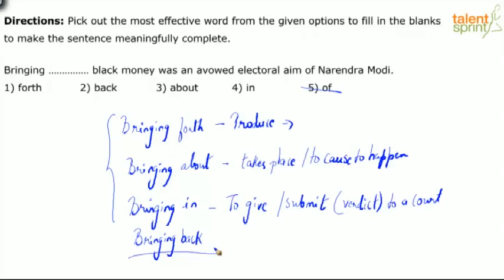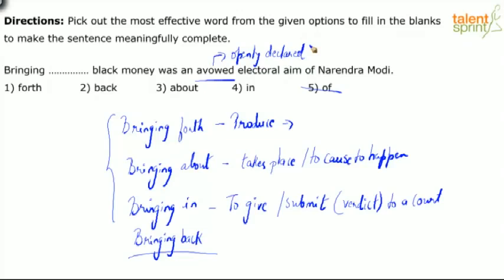Bringing back black money was an avowed... What is this word? I'm not familiar with this word. It's a new word. I don't know what that word is. Something that's openly declared. So that's what Narendra Modi said. He openly declared that this is in my agenda. This is what I intend to do. Bring back black money. That's my aim. That's my goal. Right? So avowed means something that's openly declared or publicly acknowledged.